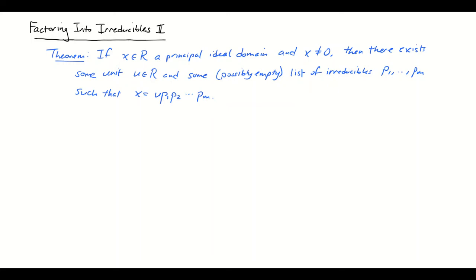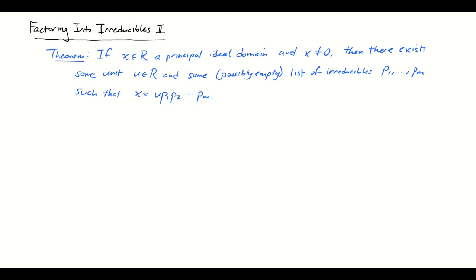In this video, we are going to finish the proof of the theorem that we started last time, which is that if x is in a principal ideal domain R and x is non-zero, then there exists a unit u and some irreducibles p1 through pm, possibly none of them if x is a unit itself, such that x can be written as a product of that unit and those irreducibles. In other words, x is factorable into irreducibles, perhaps none of them if x is a unit.